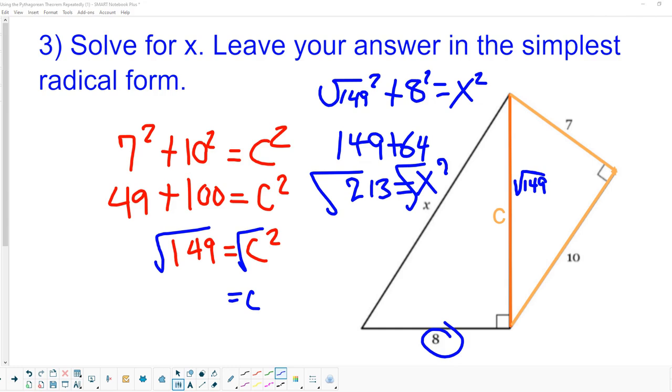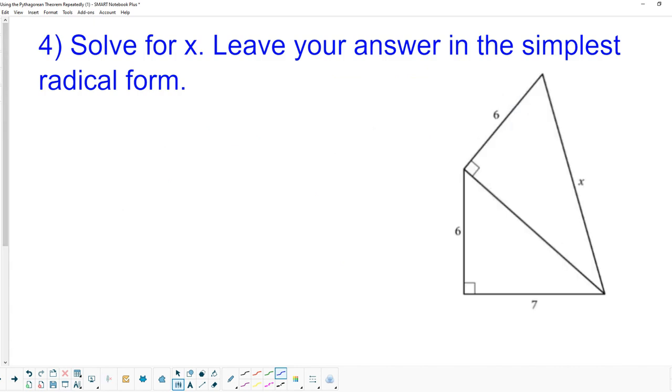So the square root of 213 is 14.6. So that would be this side right here, this x. And we've got her. Okay, keep it going here.